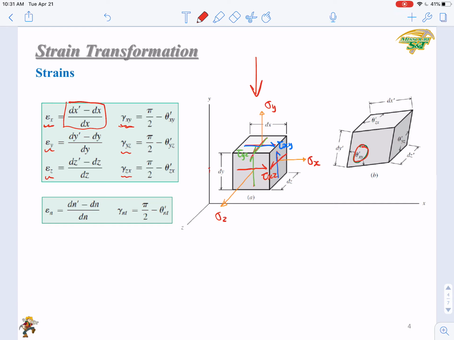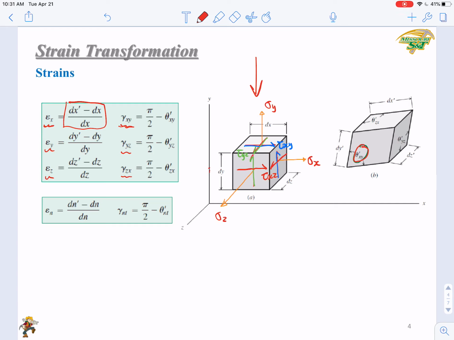This is a little different from the definition of the normal strain. For a normal strain, you use the length after deformation minus the length before deformation, over the original length.